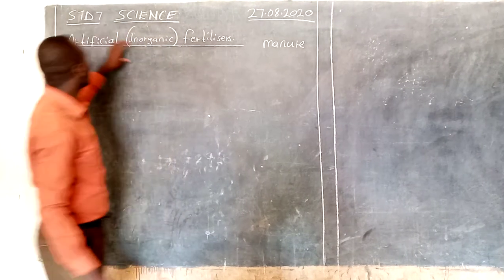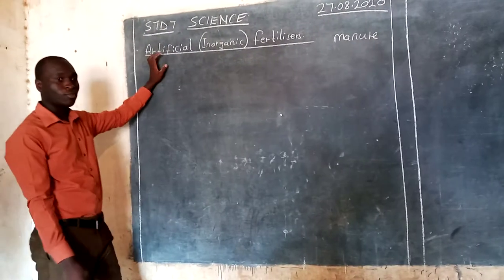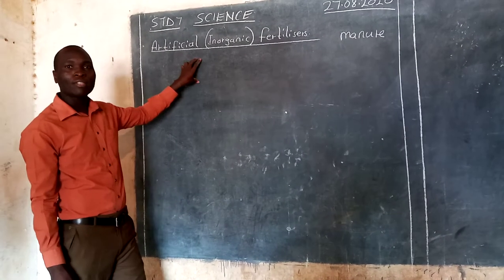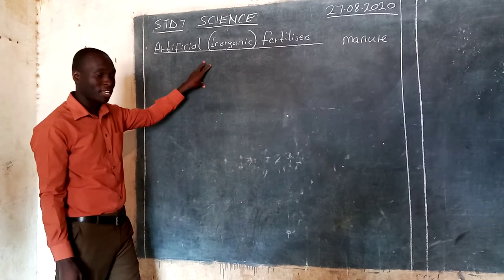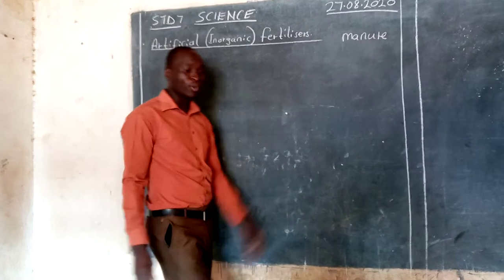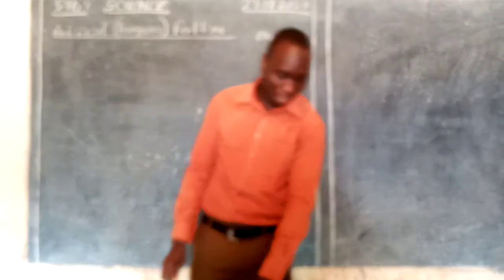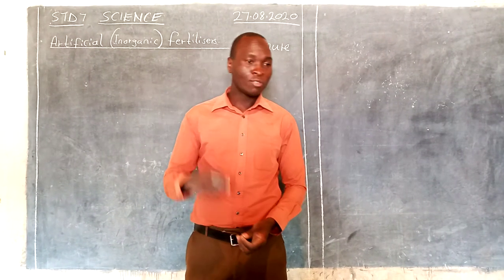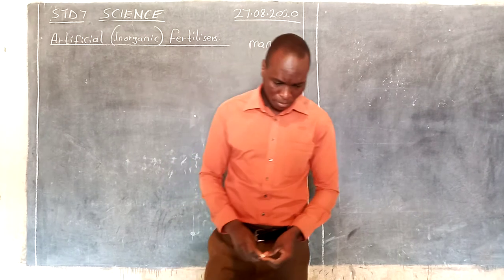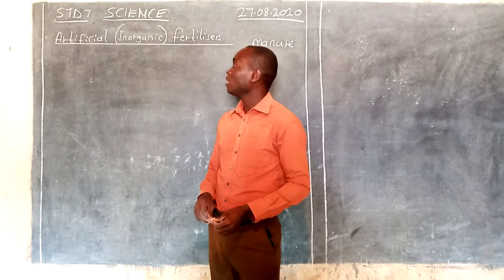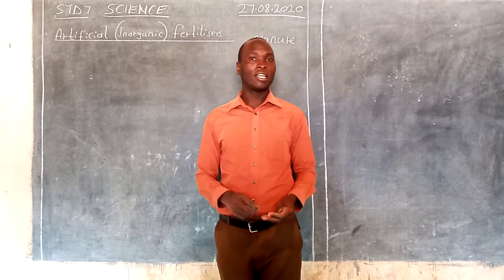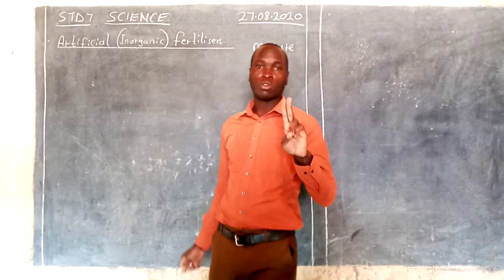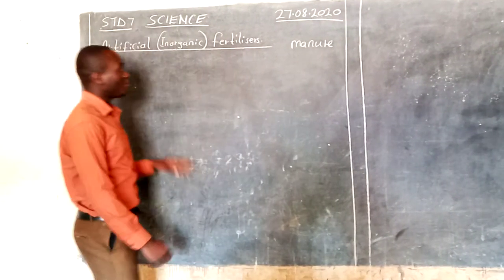soil. But for the artificial or the inorganic fertilizers, the nutrient being added to the soil is known. It is very specific. This is because they are made in the factories using chemicals. During their production, the people producing them will actually indicate on the fertilizer that this one is this type of fertilizer. So depending on the nutrients being released to the soil, we classify these artificial fertilizers into two.